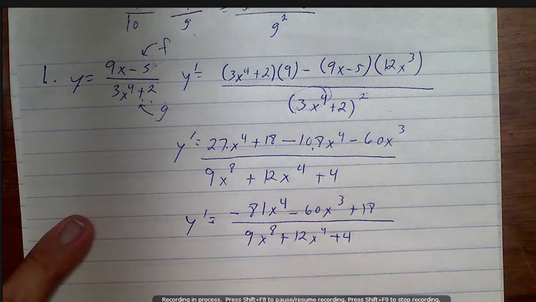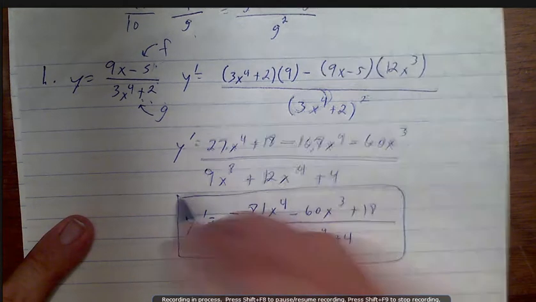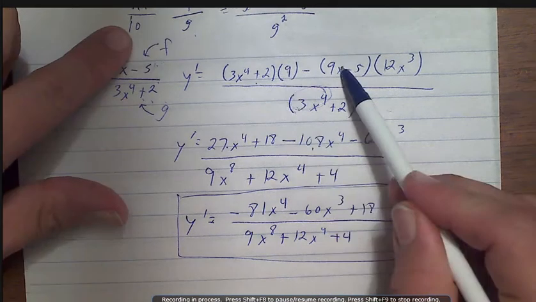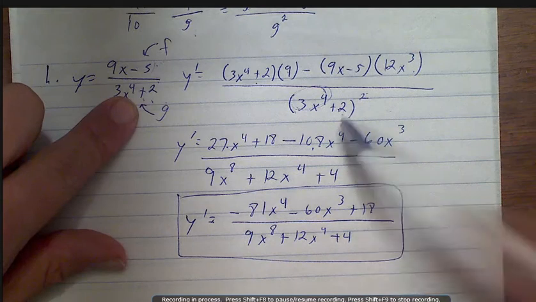And final answer. So again, the only calculus: bottom times derivative of the top, minus top times derivative of the bottom, divided by bottom squared. And that's it. That's the only calculus part.